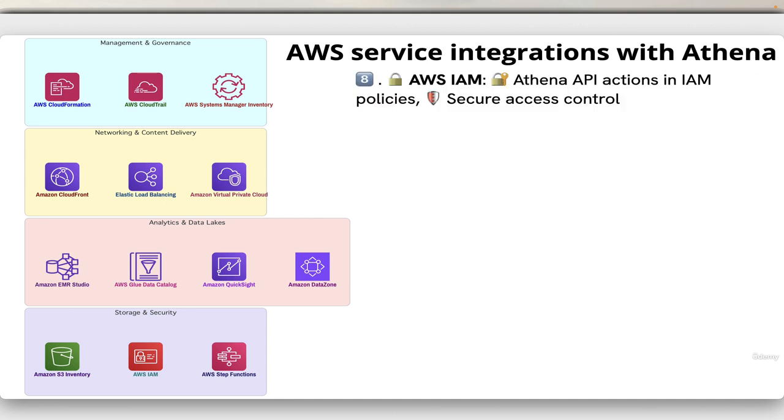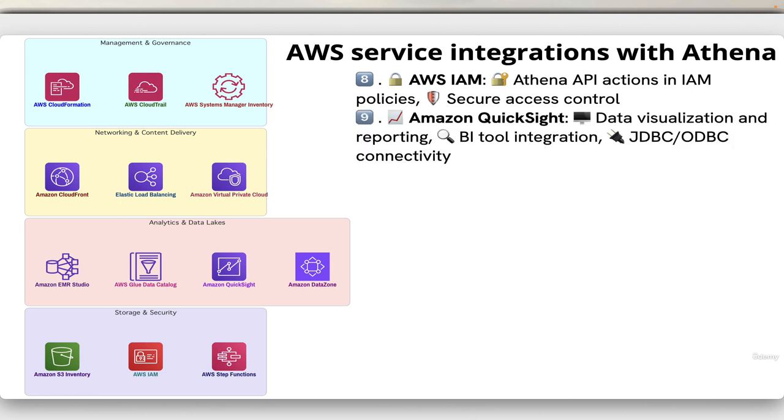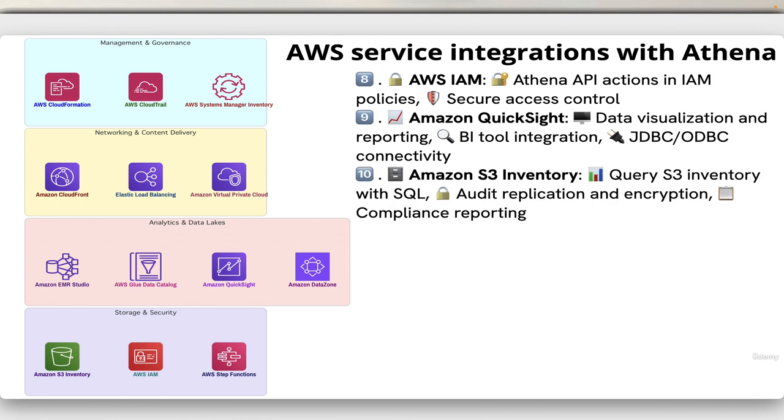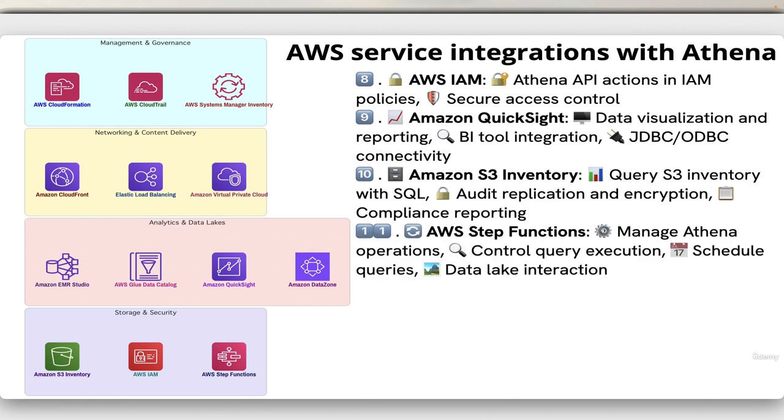AWS IAM. Athena API actions can be used in IAM permission policies. Amazon QuickSight. Athena integrates with Amazon QuickSight for data visualization, report generation, and data exploration with business intelligence tools or SQL clients via JDBC or ODBC driver. Amazon S3 Inventory. Amazon Athena enables querying Amazon S3 inventory using standard SQL for auditing and reporting on object replication and encryption status for business, compliance, and regulatory requirements.